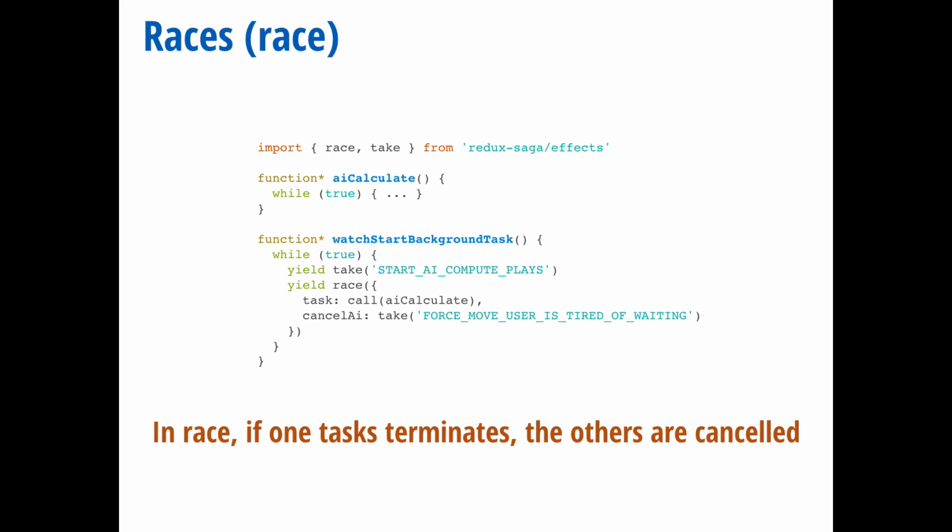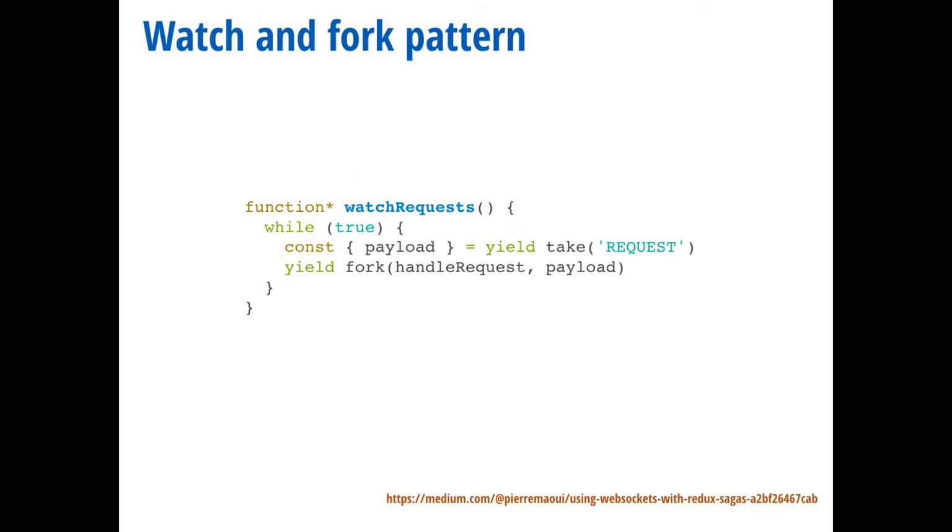So we can have two tasks, and race will just observe this force move and cancel the other. So it will finish first and cancel the first one. Then this is a pattern that is very typical: watch for an action and fork and start a new saga.